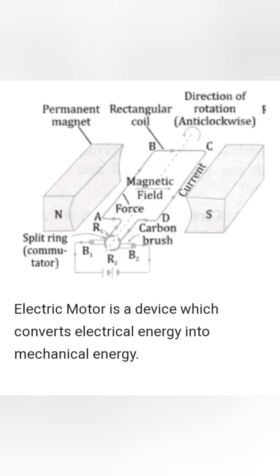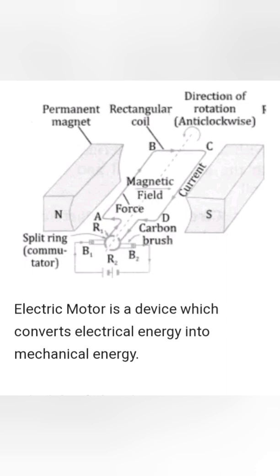Now let us see the construction of the electric motor. In the diagram, you can see two permanent magnets having a concave cavity in which the rectangular coil, also known as armature, is kept. It can rotate in the cavity. It is connected to the split rings and carbon brushes and then to the AC source or any source of EMF.